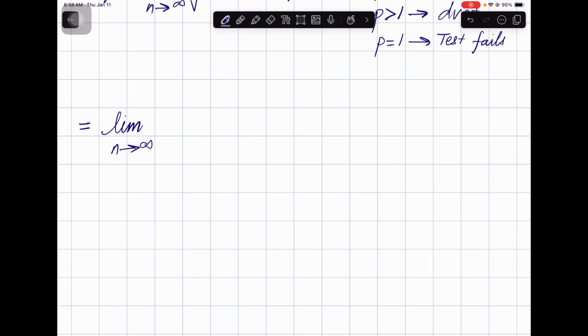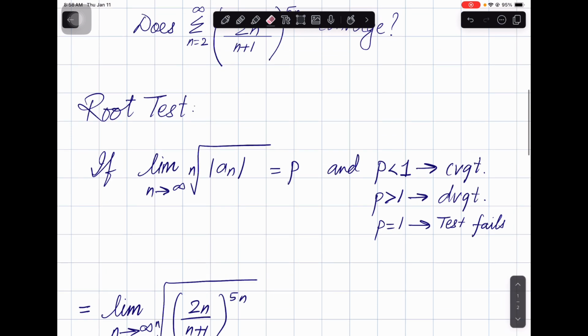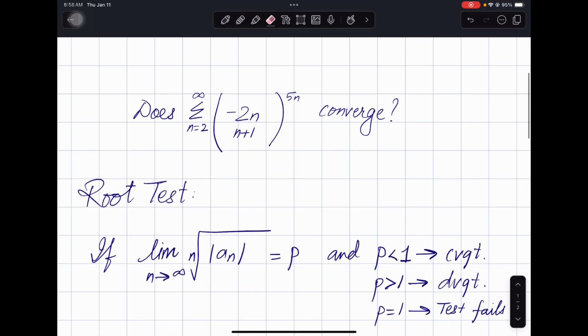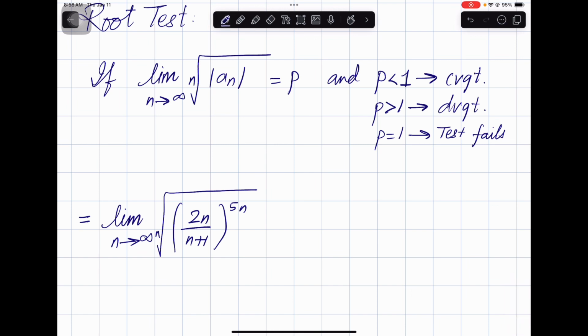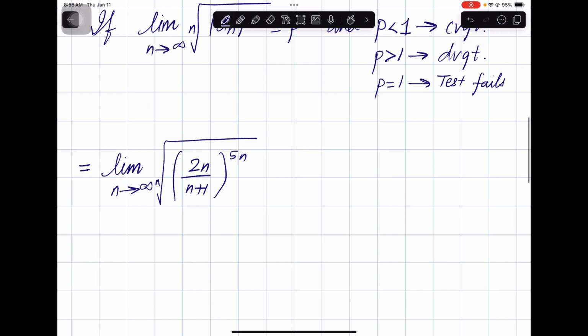Limit n tends to infinity. So a n here would be 2n over n+1, to the power 5n. I got rid of the negative sign because we have a modulus. And remember, it's not a square root, it's the nth root. I got rid of this negative sign because we have a modulus. See? Right over here.